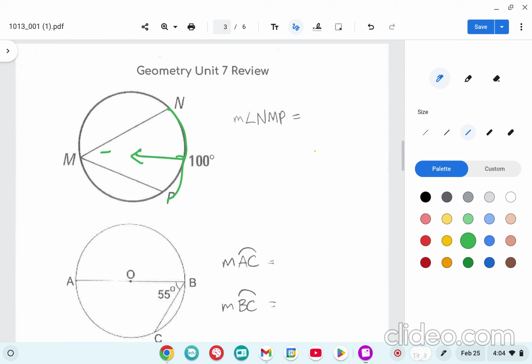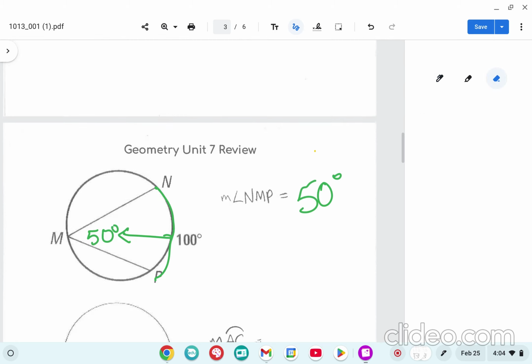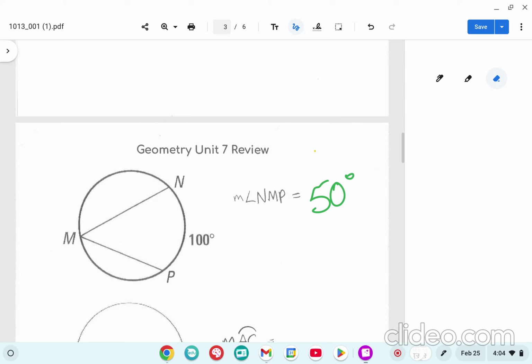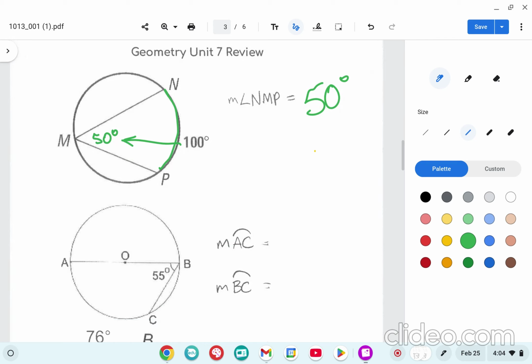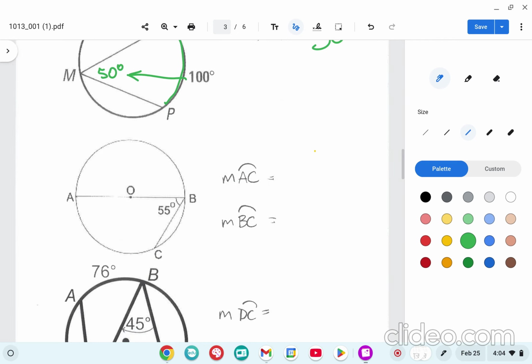In this case, because NP is 100, the angle that is inside there is 50 degrees because it's half the measure of the arc. Always going to be half. Very straightforward. You're just doing either half or you're doing double. We are doing half because we are going from the arc to the angle. Next one, very similar except in reverse.